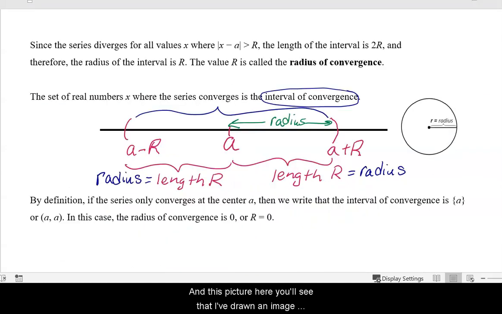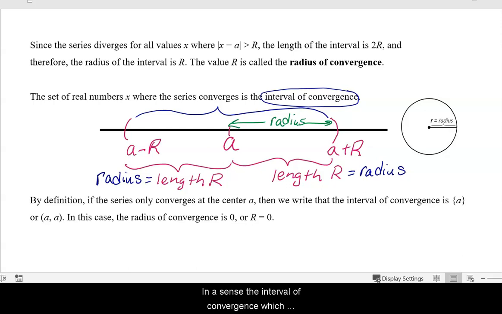In this picture here, you'll see that I've drawn an image of what it means to have an interval and radius of convergence. I also put over here on the right an image of a circle with the radius marked. The idea behind the radius of convergence and the interval of convergence for a power series is very similar to the idea of the radius of a circle. Remember that the definition of the radius of the circle is from the center of the circle to the edge. It is half of the width of the circle, half the diameter.